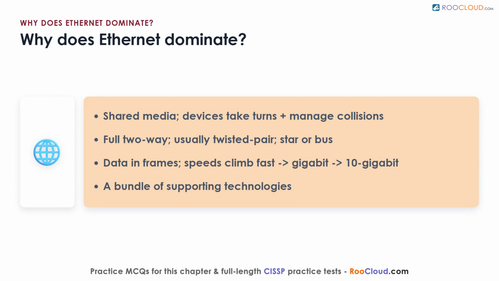Its data travels in units called frames, and its speed grades have climbed from fast to gigabit to 10 gigabit tiers. Ethernet is not one thing, but a bundle of supporting technologies working together. Think of a well-run town hall meeting where everyone shares one microphone but follows the rules for when to speak.